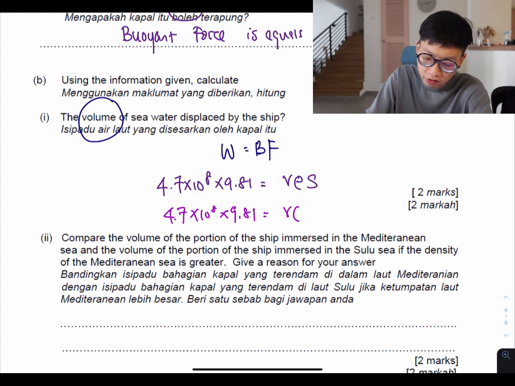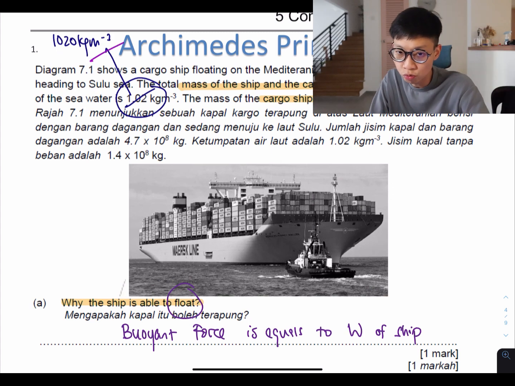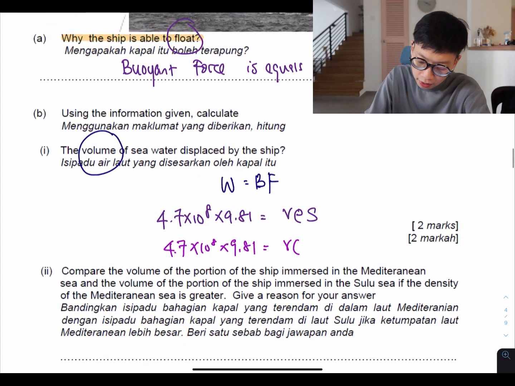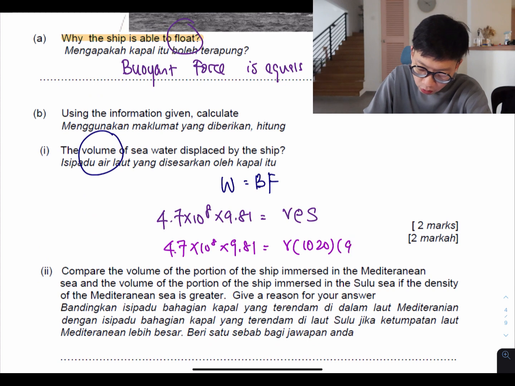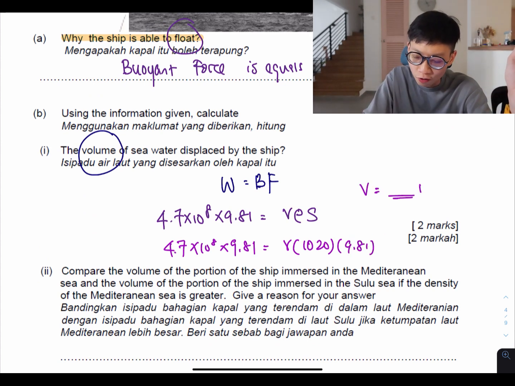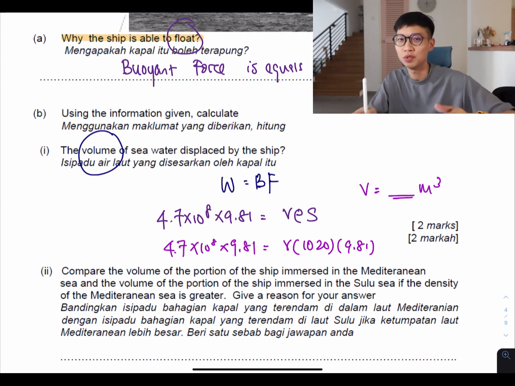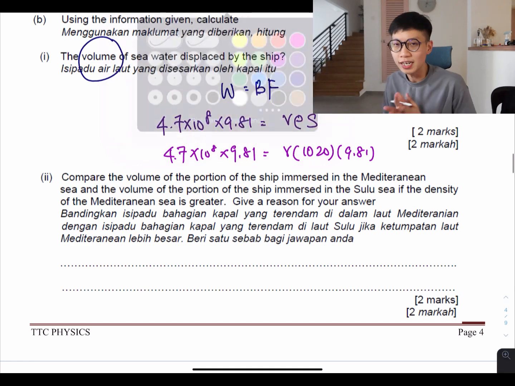And in this case, this is the volume. The density of the liquid will be 1020 kg per meter cube, and the gravity will be another 9.81. So you can calculate your volume in meter cube. Alright, this calculation you can do yourself. We will go to the next part.